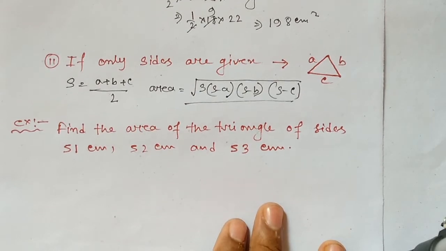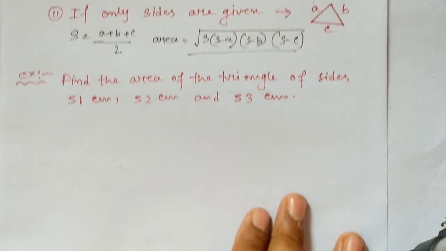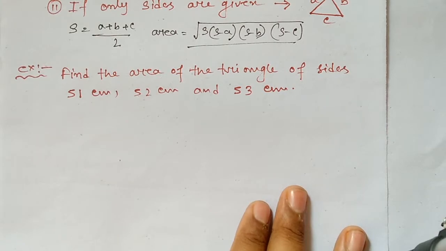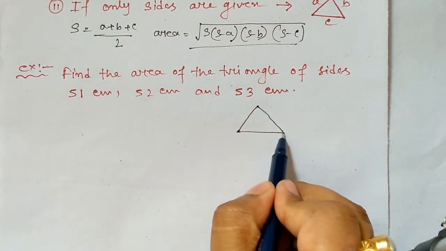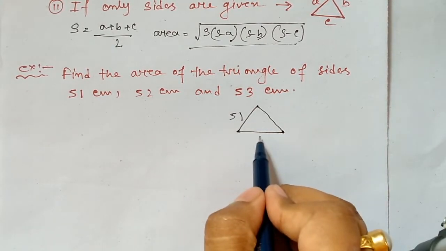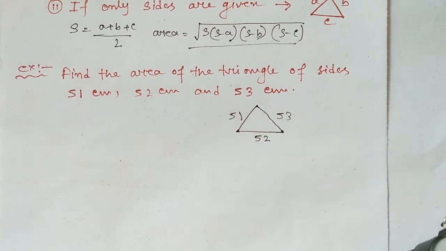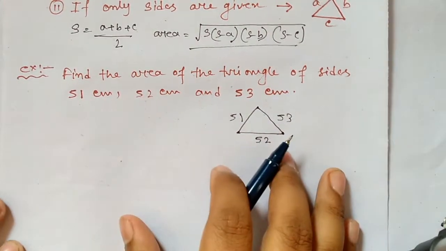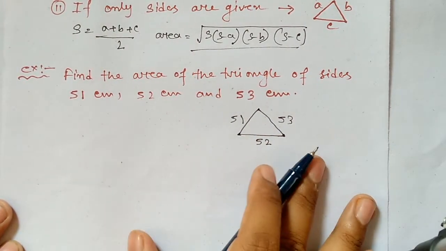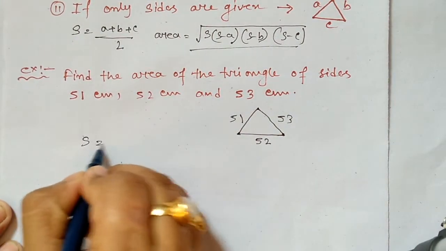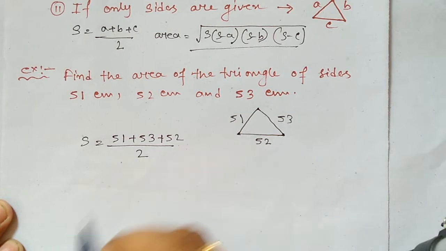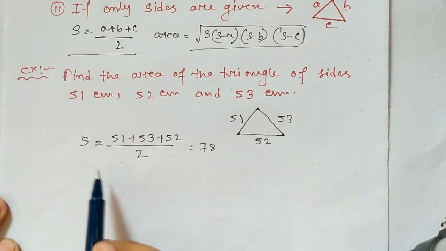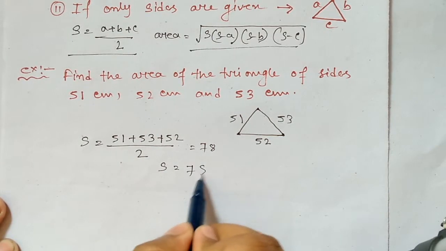We have a problem: find the area of a triangle of sides 51, 52 and 53 cm. So we have a triangle with three different sides, 51, 52 and 53 cm. By applying the formula, we first find out S. S is 51 plus 52 plus 53 by 2, which gives us 78. So we have the value of S, which comes to 78.